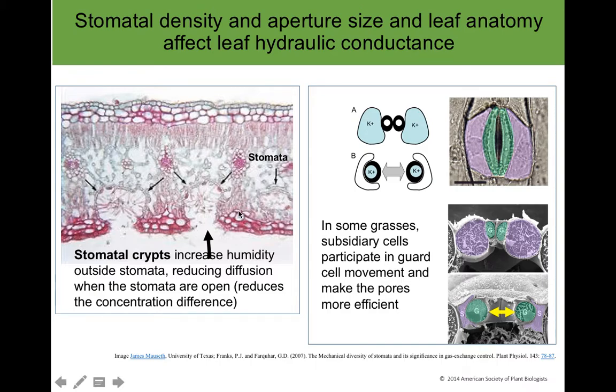Another has to do with density. So if there's a lot of stomata, there's going to be an increase in stomatal conductance compared to a leaf that has fewer stomata. And also, as I mentioned already, the subsidiary cells can be important players in these movements. They can provide sources of ions, and they can be a source of water too to regulate the movement of stomata. And then in the case of some of the grasses, they actually make it more efficient by pushing the guard cells together or losing water and giving the guard cells room to expand and open the pore.